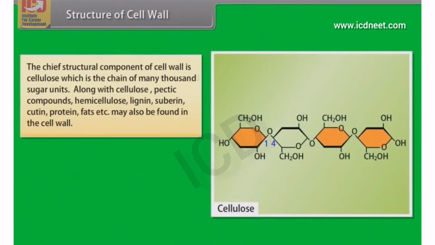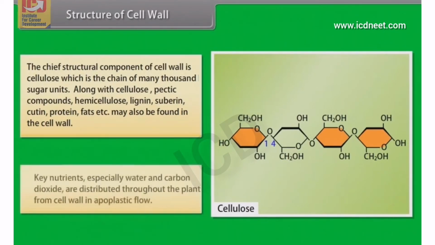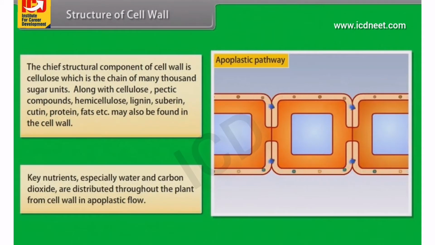The chief structural component of the cell wall is cellulose, which is the chain of many thousand sugar units. Along with cellulose, pectic compounds, hemicellulose, lignin, suberin, cutin, protein, fats, etc. may also be found in the cell wall. Key nutrients, especially water and carbon dioxide, are distributed throughout the plant from the cell wall in apoplastic flow.